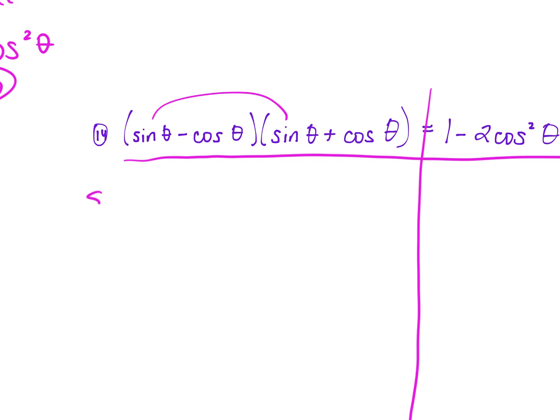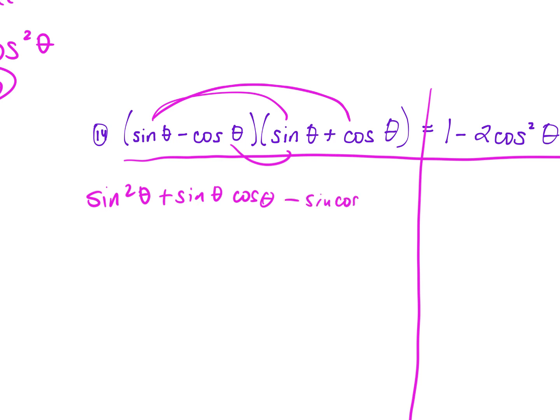Sine squared, okay. What is sine times cosine? Plus sine cosine. What's negative cosine times sine? Minus sine cosine. And then what's negative cosine and positive cosine? Minus cosine squared. So what happens to the sine cosine stuff in the middle? It cancels out. So I'm left here with sine squared theta minus cosine squared theta. All right, we're getting somewhere. It may not seem like it, but we are.